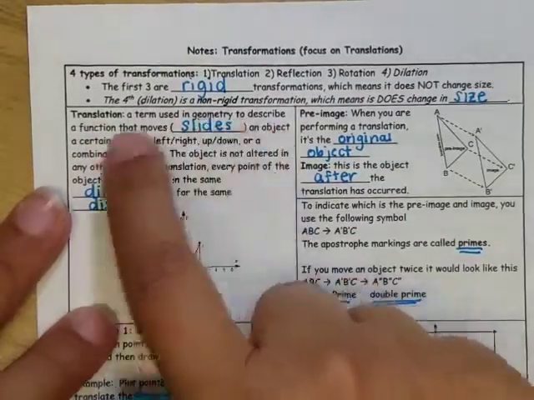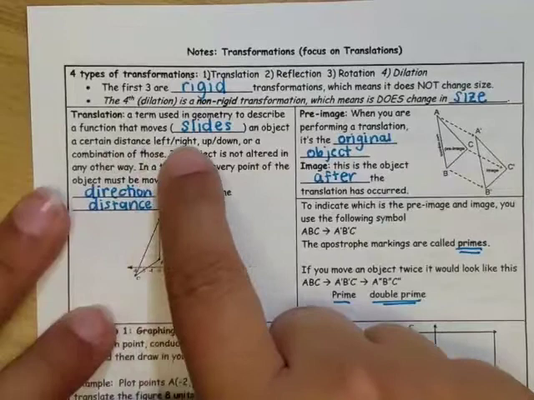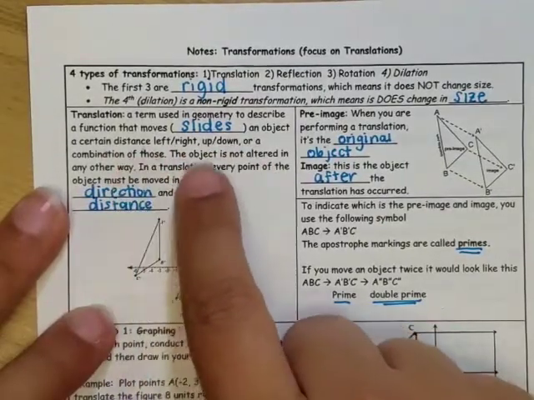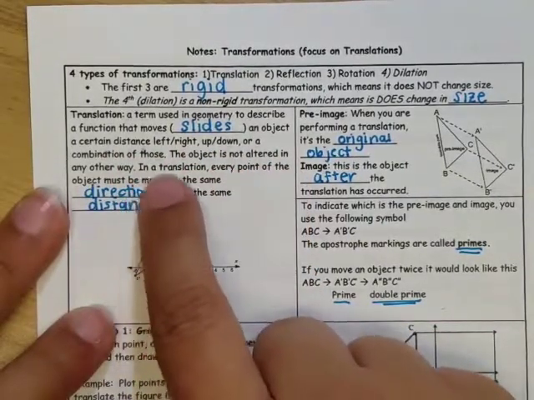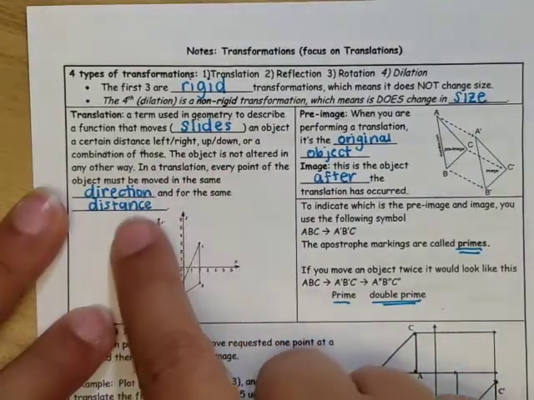It's a term in geometry used to describe a function that moves, slides, an object a certain distance left, right, up, down, or a combination of those. The object is not altered in any other way. In a translation, every point of the object must be moved in the same direction and for the same distance.